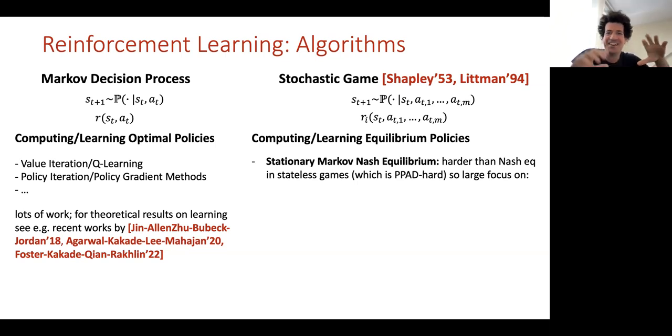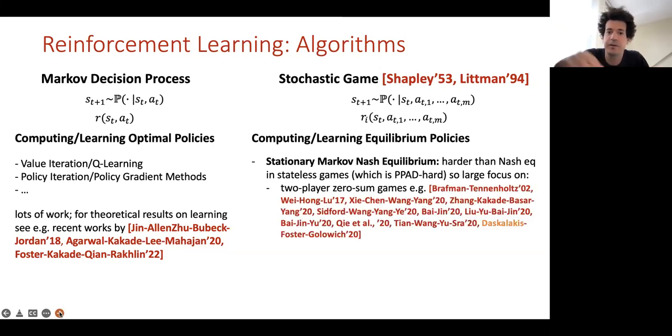Okay, so there are two things. Again, I talked about two equilibrium concepts. One is stationary Markov Nash and one is stationary Markov CCE. So stationary Markov Nash, as I was saying just a minute ago, are at least as hard as Nash equilibria in general games. Why? Because you're going to have a single state, right? And you may be returning always back to the same state. And you can encode any game you want as a stochastic game. And of course, learning a stationary Markov Nash is as hard as finding a Nash of the original game. So that is a no-go, unless you consider two-player zero-sum games.